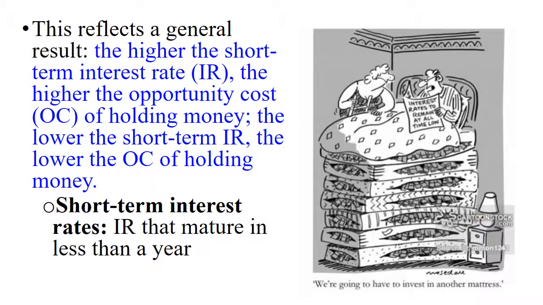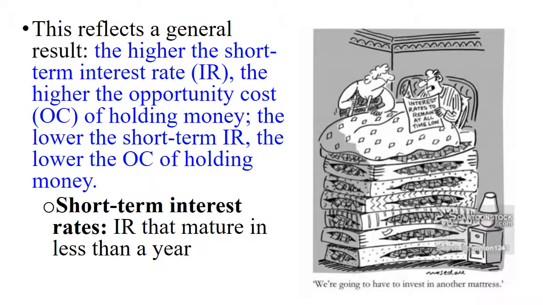So here's our general rule. Interest rate can be shortened to IR. The higher the short-term interest rate, and we're talking about a fund where the interest will mature in less than a year, like a CD. So the higher the interest rates, the higher the opportunity cost of holding on to money. The more money you could be earning keeping your money in some sort of illiquid investment, the less likely you want to hold on to your money in cash.